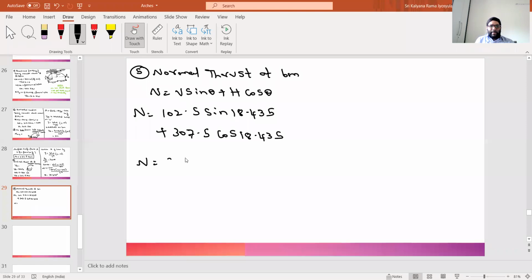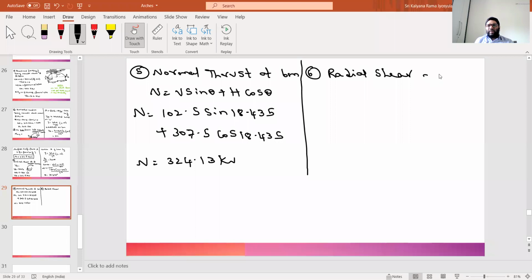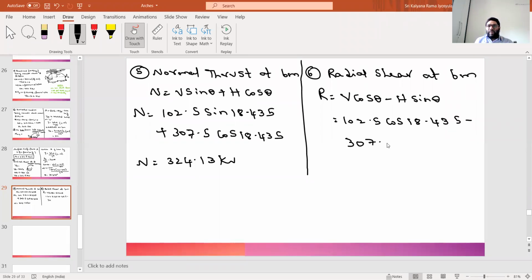Once you substitute these values, you will get the normal thrust value as 324.13 kilonewton. And the last step is radial shear at 6 meters from the left support, V cos theta minus H sin theta. Substitute it: 102.5 cos 18.435 minus 307.5 sin 18.435. Once you substitute it, you will get R.